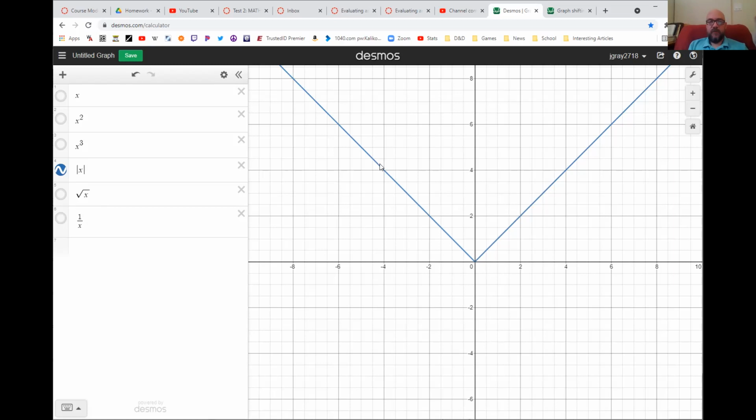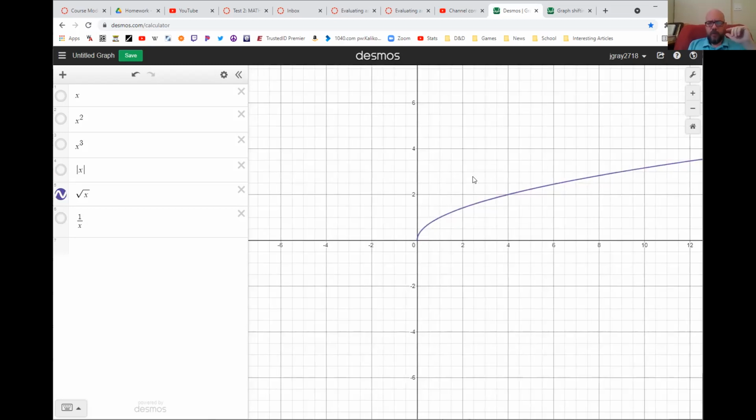So this is another example of, if you forget what this looks like, just plot a couple points and you'll remember it. It should be pretty straightforward. This one is a little harder to remember, right?